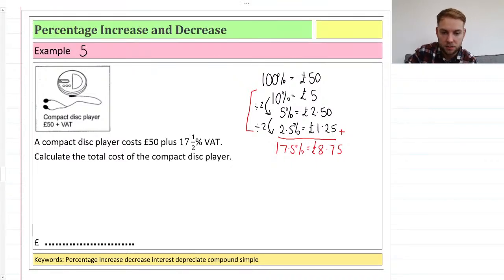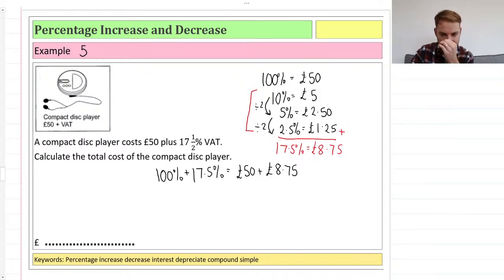So we've got it's plus 17.5%, so it's going to be 100% plus 17.5%, which is equal to the £50 plus 8.75, sorry. So if I add these two together, that's going to be £58.75p, like so. Brilliant.